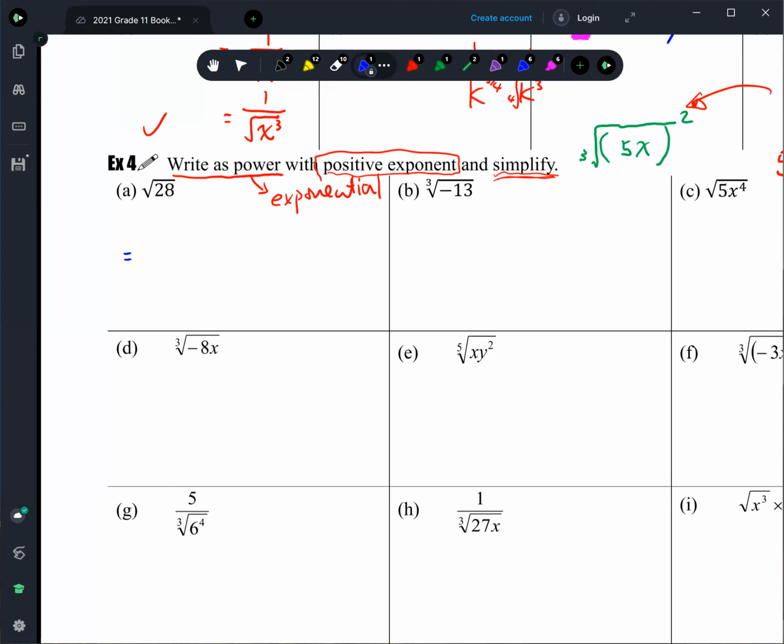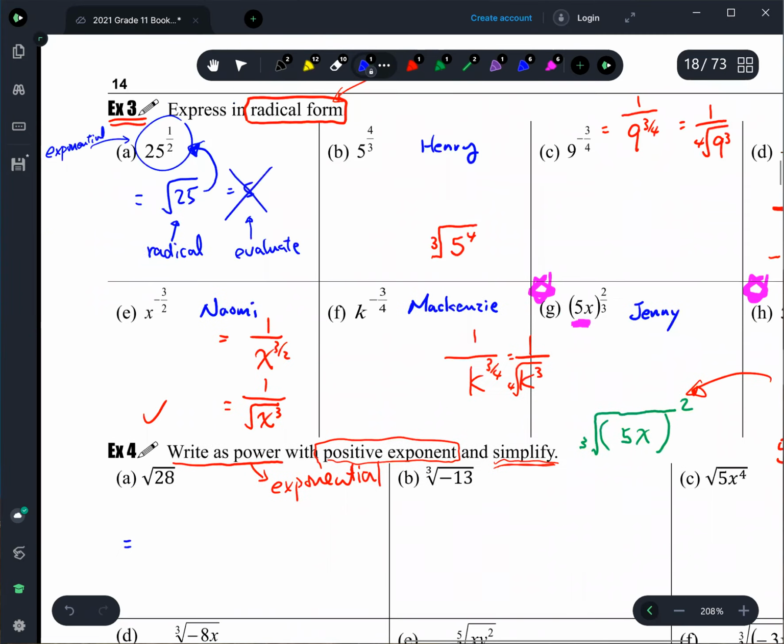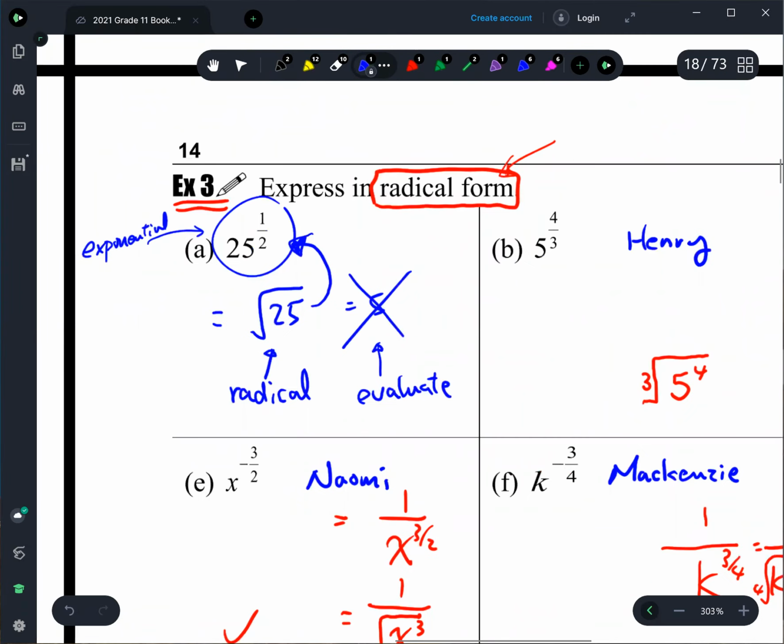5.3 to the 2. Say that again. 5.3. How did you get 5.3? Square root of 28. Okay, we are not finding the answer. You use the calculator, right? Yeah, okay. We are not doing that. Look at the example I showed you just now. Look at question 3A, right? 25 to the, oh, half.